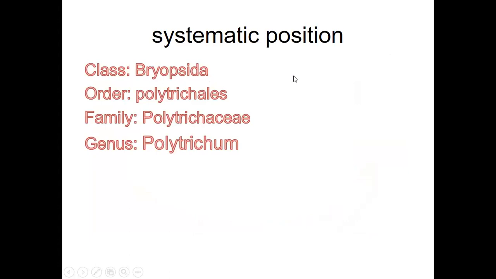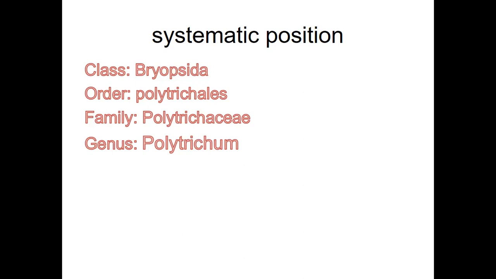First we look into the classification. It comes under the class Bryophyta. As I told you, the division Bryophyta is divided into three classes. This is the third and the advanced class. These plants are completely evolved out of the water and are completely terrestrial. They are named the miniature plants of the plant kingdom. Miniature means very small, minute plants.